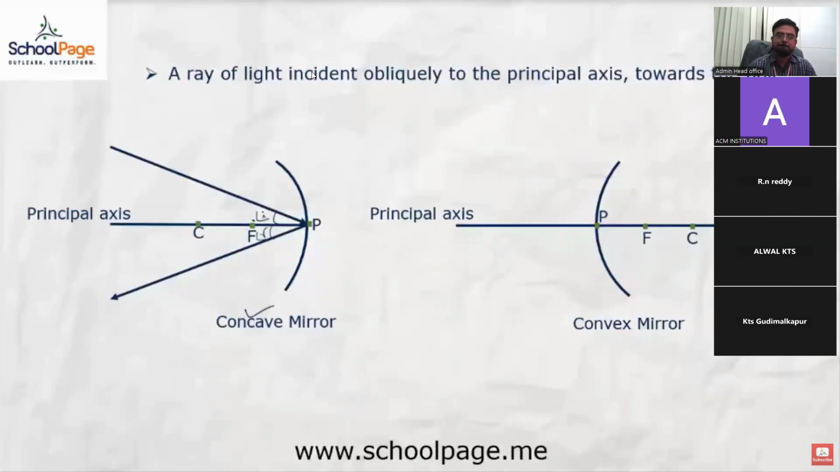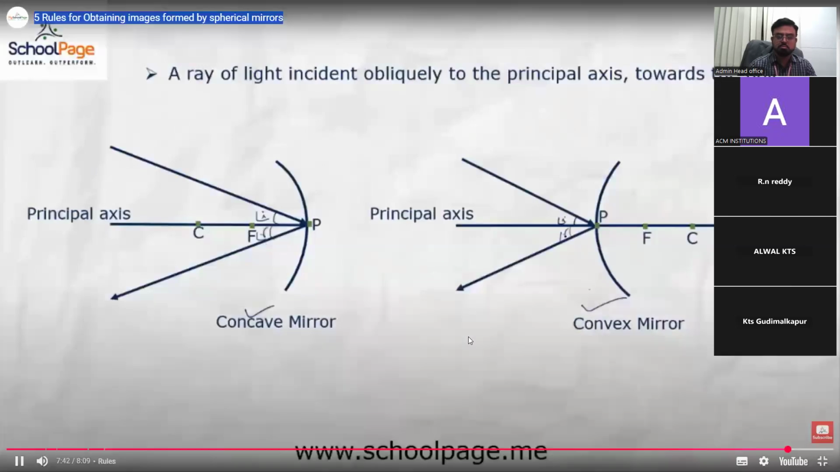So the angle of incidence is between the incident ray and the principal axis, whereas the angle of reflection is between the principal axis and the reflected ray. In case of a convex mirror, a ray of light which is incident at the pole is reflected back, making the same angle with the principal axis. So again here, angle of incidence will be equal to angle of reflection. These were the 4 important rules for obtaining images formed by spherical mirrors.